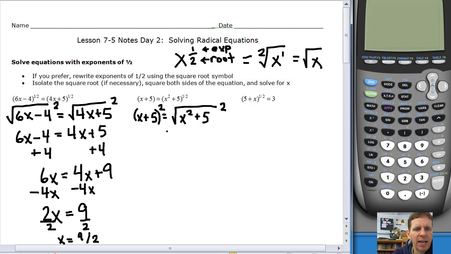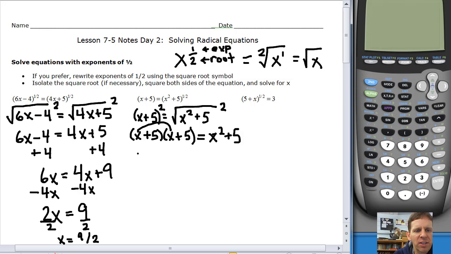And on the right side, obviously, the square and the square root will cancel each other out. We'll have x squared plus 5. On the left side of the equation, we have this x plus 5 squared. And you might remember from last week, when we square something, we're multiplying it by itself. So on the left side, we're going to do x plus 5 times x plus 5. On the left side, we're going to have to do this FOIL process where everything in the first parentheses gets multiplied by everything in the second.